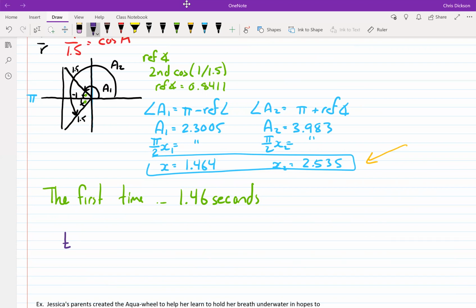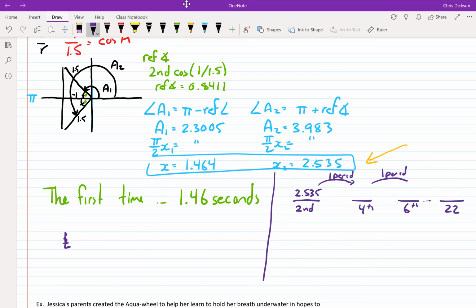actually let's do it this way. Just draw a line here, separate the question. So for the second time, it would take 2.535 seconds. And then I'd have to add one period to get to the fourth time. And I'd have to add another period to get to the sixth time. And what I want to know is when I go all the way to the 22nd time, how many periods would I actually have to add here?